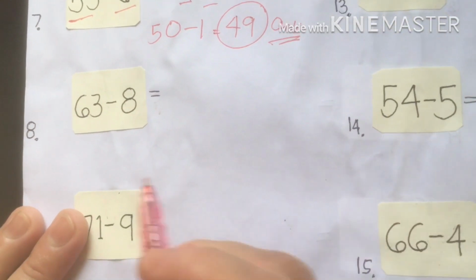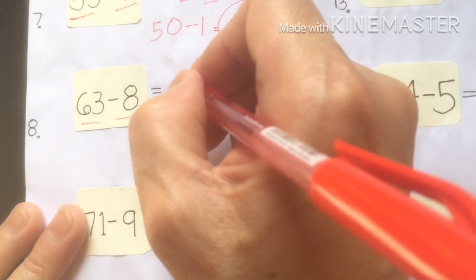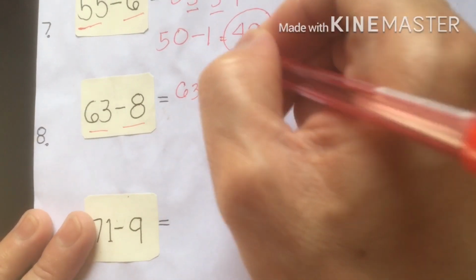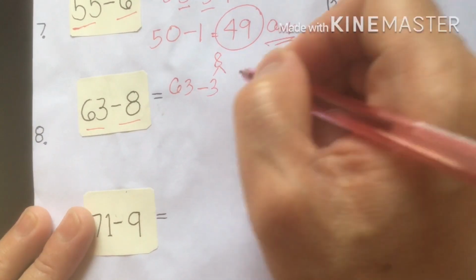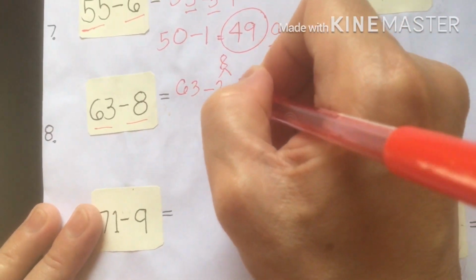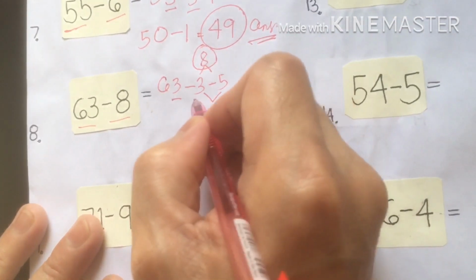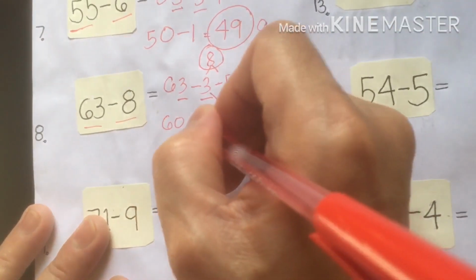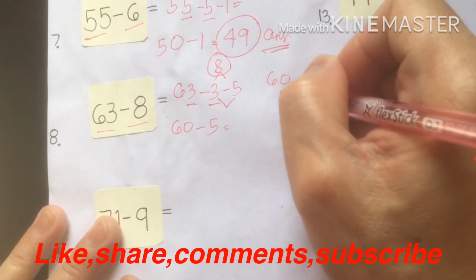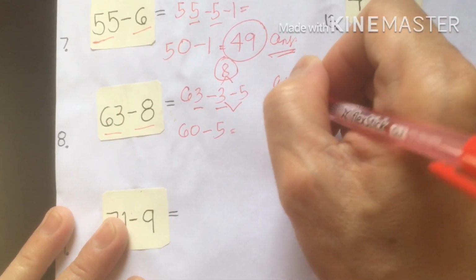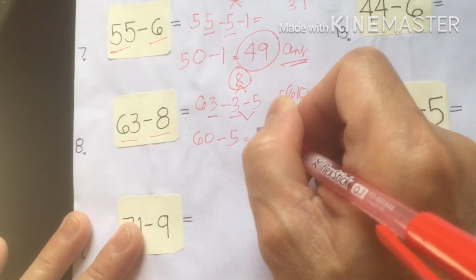Next, 63 minus 8. That is a correct given equation. So we're going to write 63 minus, then we are going to break the number 8. We're going to write here 3, guys, then 5, because when you add these, it should be the number 8. So subtract the same number, so it becomes 60 minus 5. Okay, so I'm going to show you, guys. So 0 becomes 10, 6 becomes 5, so bring down 5, then 5, that's 55.